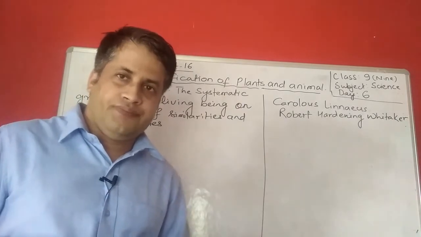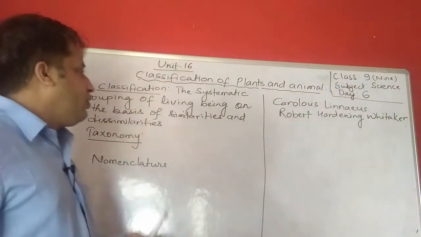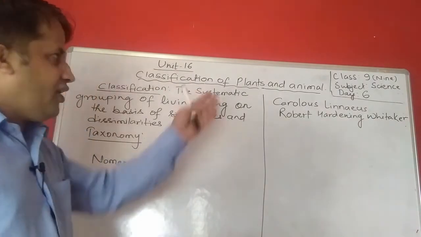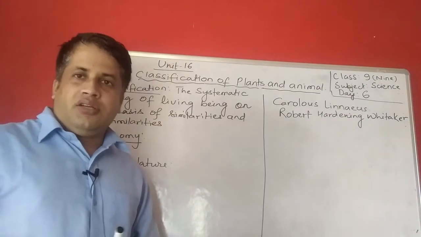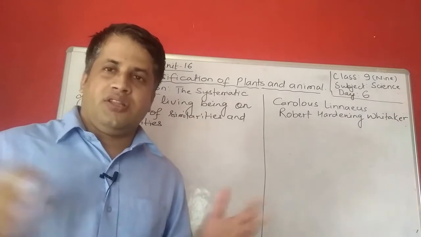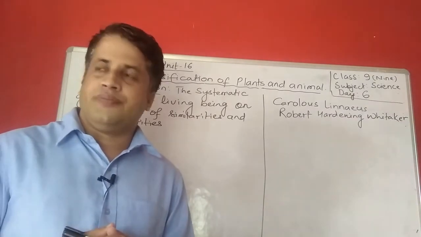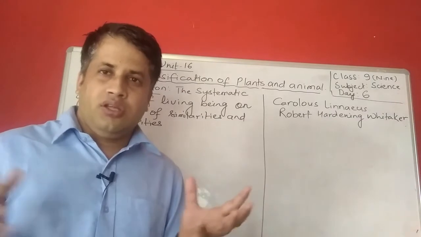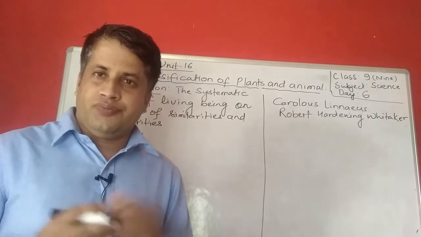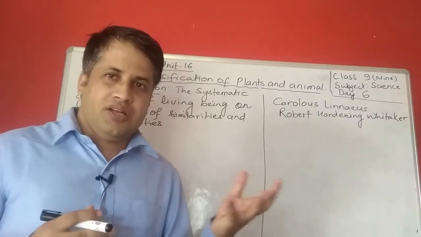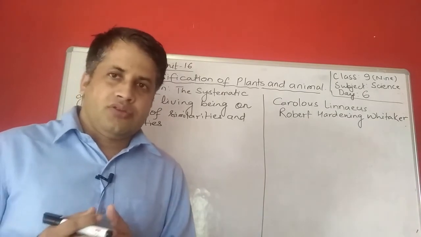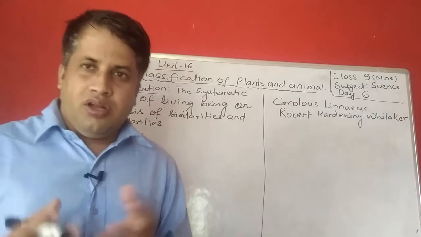Student, today we are in Unit 16 and the name of the chapter is Classification of Living Organisms, Plants and Animals. We see different types of things around us, and broadly we classify them into living things and non-living things. We have already studied what living things and non-living things are, so we will not go into that. We will only concentrate on the living things.